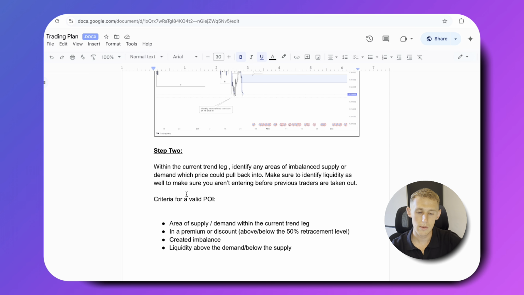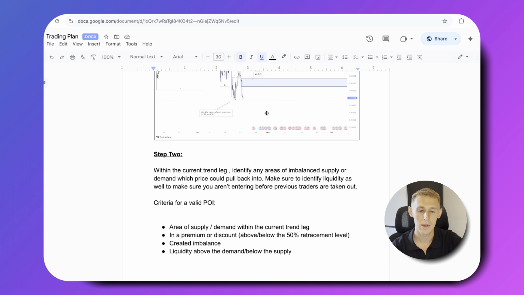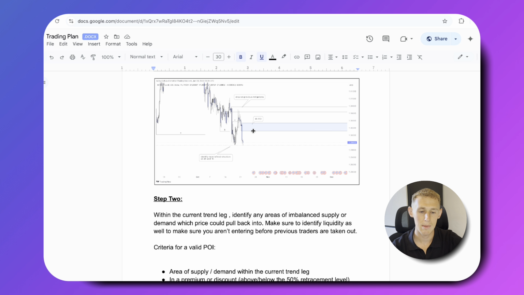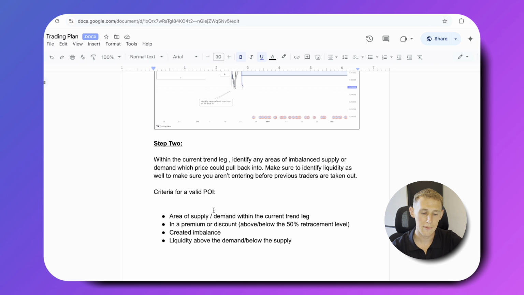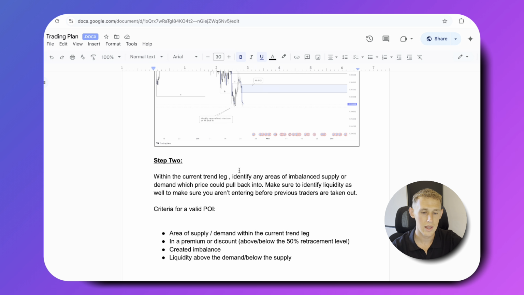Now, step 2, very simple once again, we're looking to identify any areas where we could actually look to buy or sell from. So after having identified that the overall trend is bearish, for example, we need to clearly identify some areas where price could pull back into for us to actually look for the sells from. Now for me, I've got a few different criteria that we use for this point of interest, or POI, as I'll refer to it in this video.